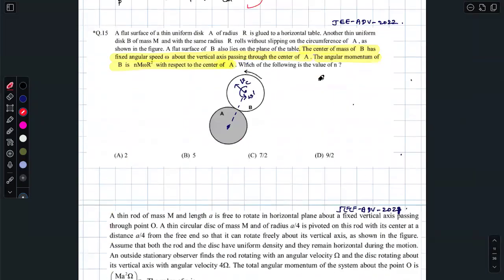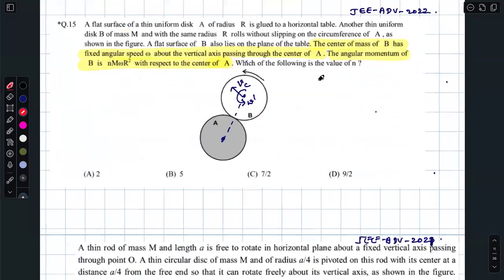Next. Question number 15. Remember, this is a question taken directly from previous IIT JEE Advanced 2022.